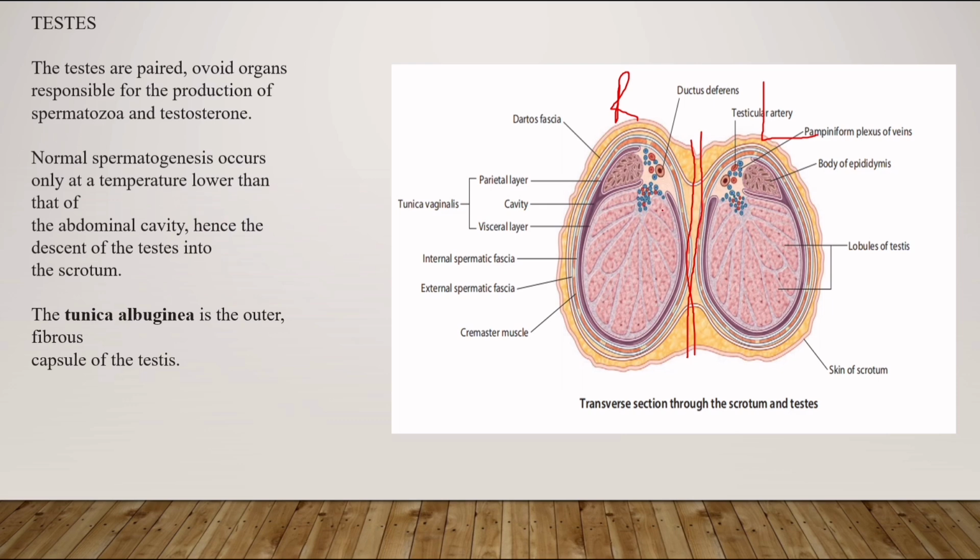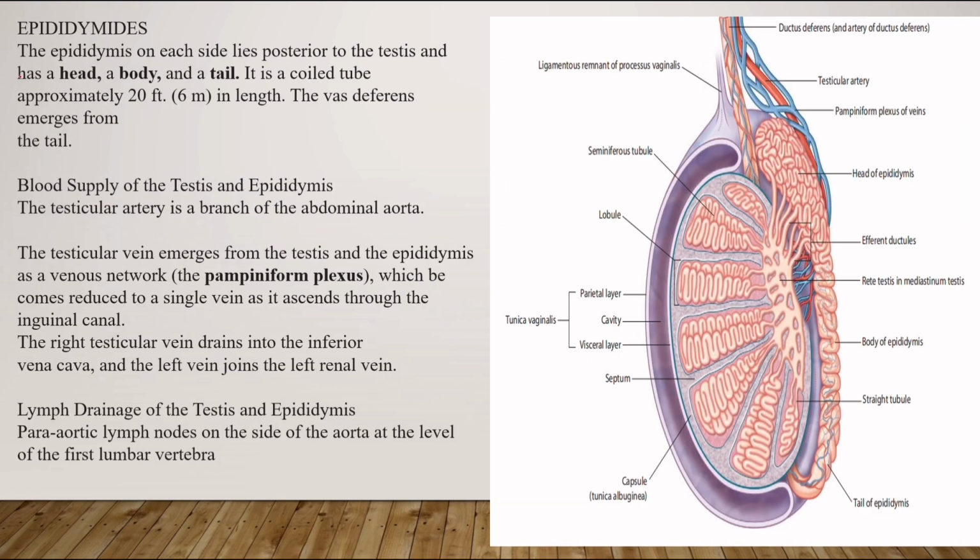The testes are enclosed in the tunica vaginalis, and they are coated by a fibrous capsule, the tunica albuginea, which divides the site of sperm production, the seminiferous tubules, into septa. It invaginates and forms septa, which divide the testis into lobes. These lobes contain many coiled seminiferous tubules, which are the site of sperm production. Done.